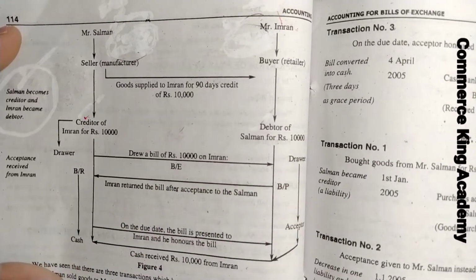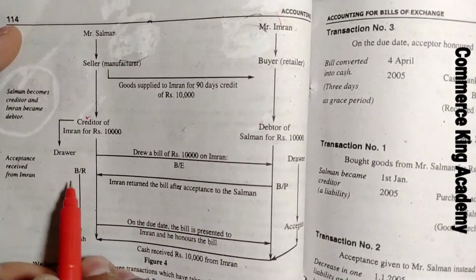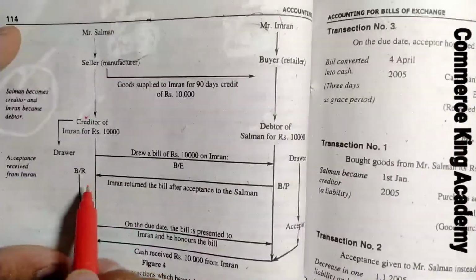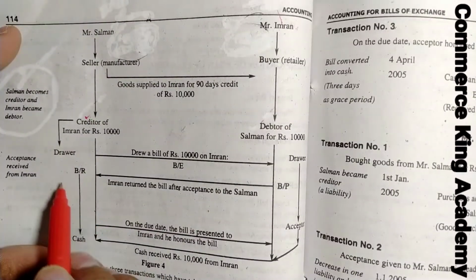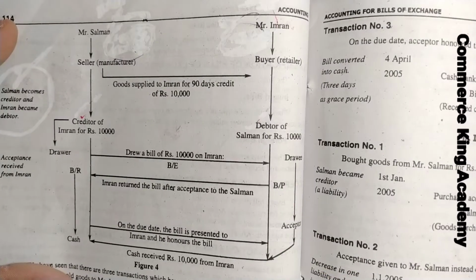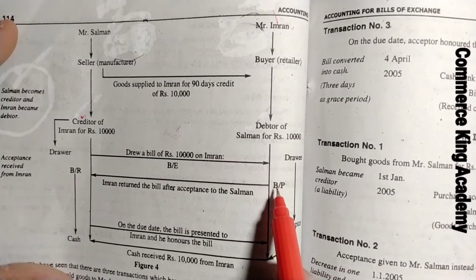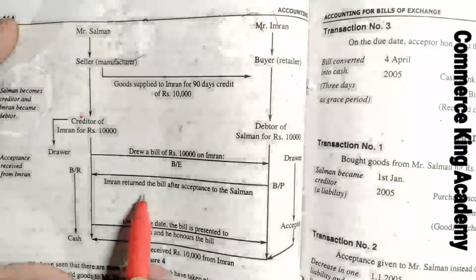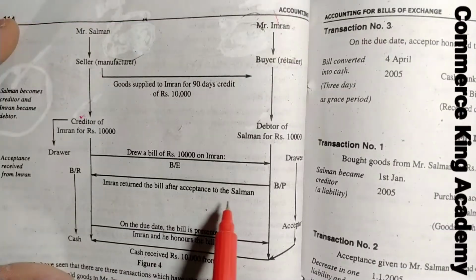In the context of bills of exchange, Mr. Salman will have bills receivable entries. On the other hand, Mr. Imran will have bills payable entries. Imran returned the bill after acceptance to Salman.